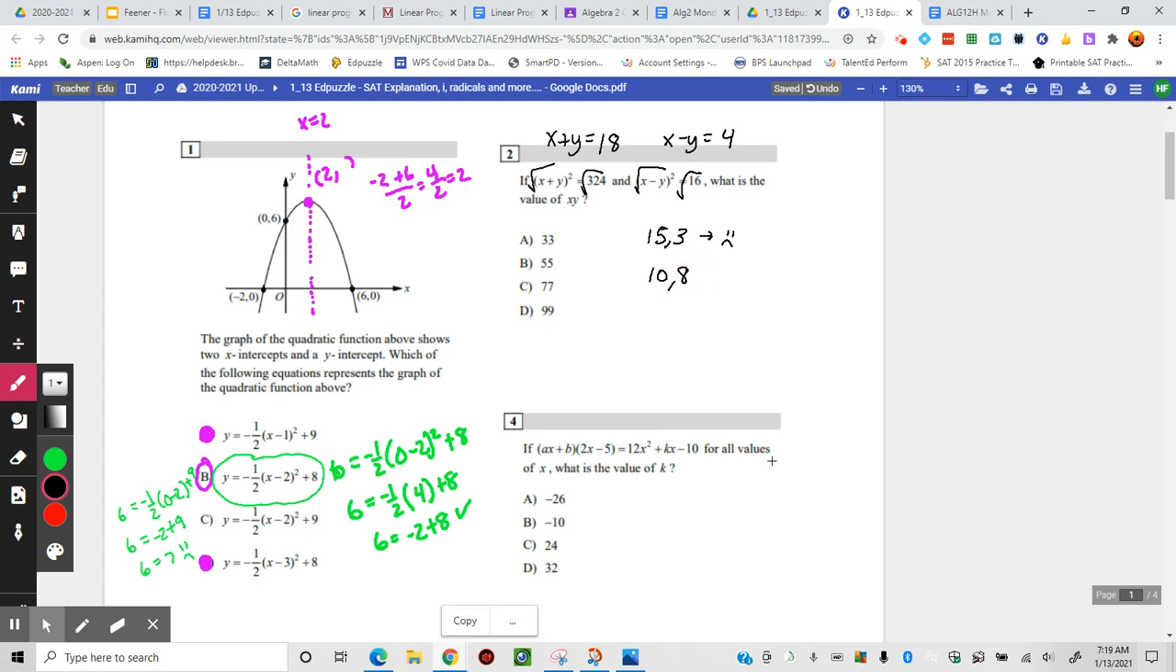That adds to 18, but 10 minus 8 is not 4. Okay, so you just keep on going. Oh, wait, 11 and 7. When you add them together, you get 18. So 11 plus 7 equals 18, and 11 minus 7 equals 4. Fabulous. Those are my two numbers, but it doesn't ask for those numbers. They ask for the value of x times y, which is 77.